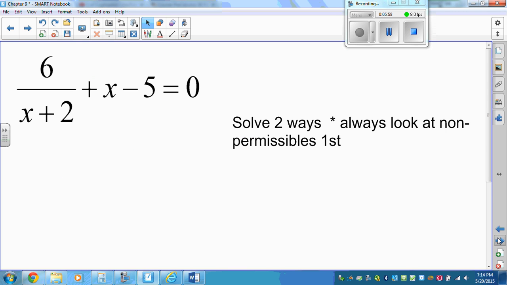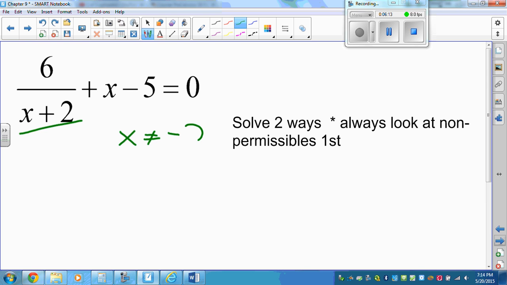Okay, here we have 6 over x plus 2 plus x minus 5 is 0. We need to solve two ways and always look at non-permissibles first. So right away I have a denominator here, so I need to look at the non-permissible. Here x cannot be negative 2. Okay, so let's try algebraically first. We have 6 over x plus 2 plus x minus 5 equals 0.